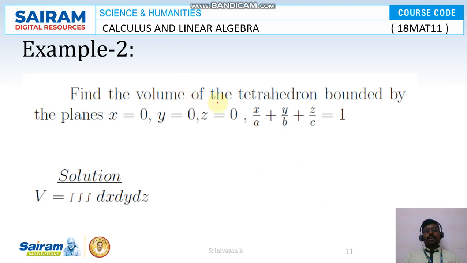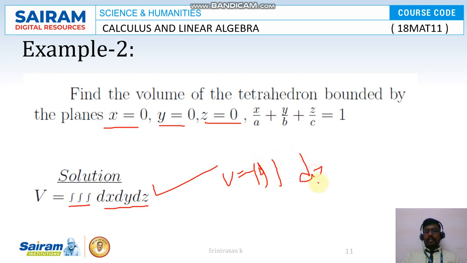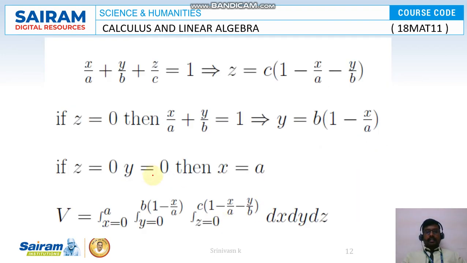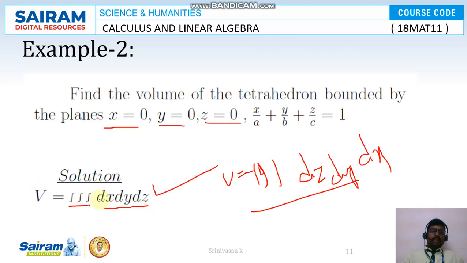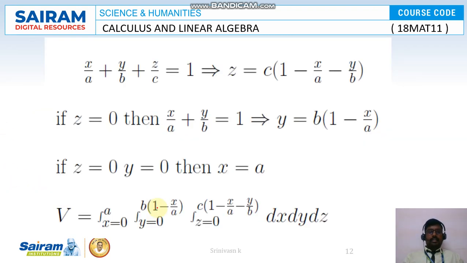Next, find the volume of the tetrahedron bounded by the planes x equal to 0, y equal to 0, z equal to 0, and x by a plus y by b plus z by c equal to 1. Clearly, volume means V equal to triple integral dx dy dz. This is also correct, or you can take the triple integral dz dy dx. So this is also possible to find the volume. Next we have to find the x limit, y limit and z limit.